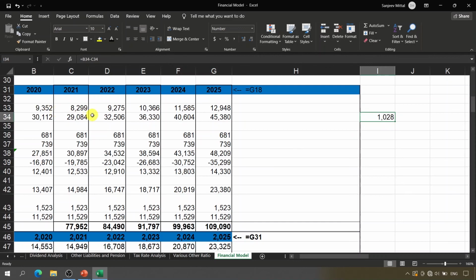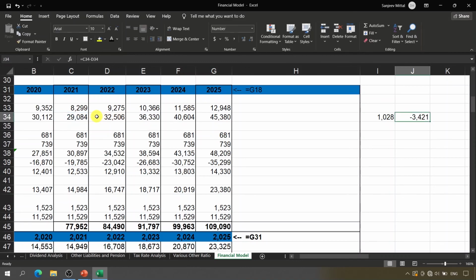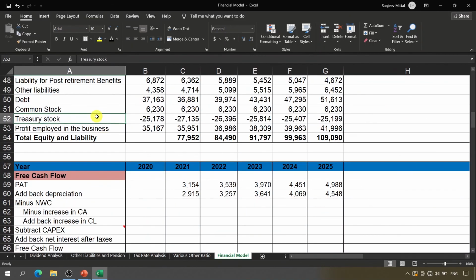Similarly, if you see the year 2021 and year 2022, you will say your current assets has been increased from the year 2021 to 2022, which means there is a cash outflow, because whenever your current assets increase, it creates a cash outflow. So you will similarly say it's 29,084 minus 32,506, and you will get an outflow of 3,421. Now, these numbers shall be used there inside our free cash flow statement.